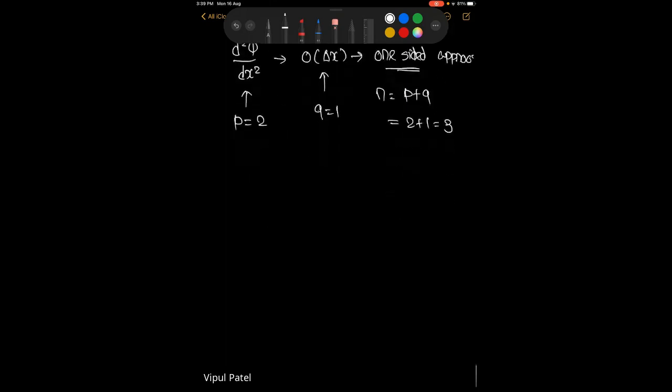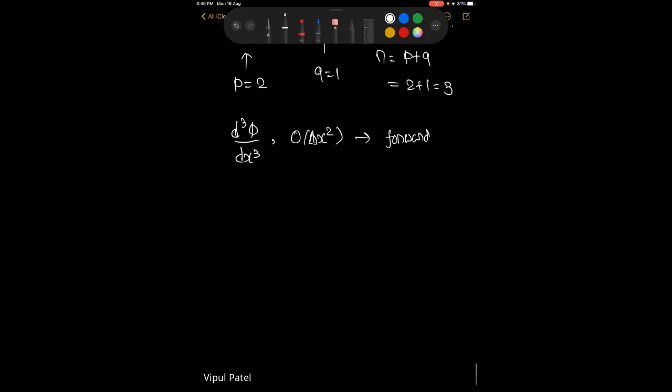Similarly, let's suppose I am now interested in d cube phi by dx cube, okay, and let's suppose the order of accuracy is delta x square, and you want to have either forward or backward difference approximation. Then here your p is equal to 3, here your q is equal to 2, right? So again you can say that n is equal to p plus q, that is equal to 5, isn't it? So now at this particular point you have some idea how many nodes you actually need to consider.